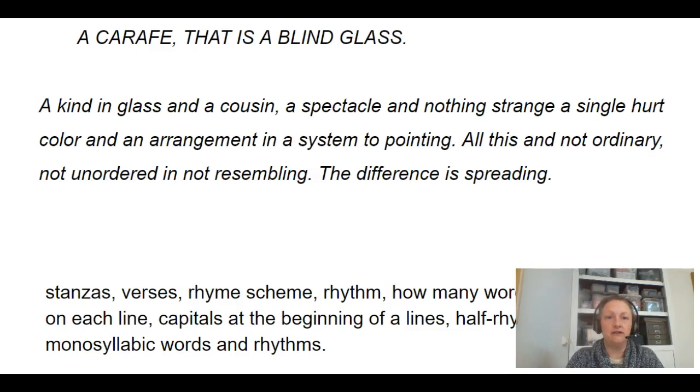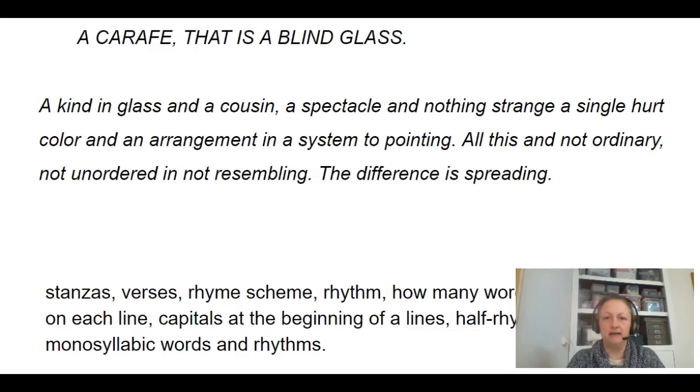And I'm pretty sure if I gave this to some Year 7s, they would say, no, this isn't a poem. It's not in stanzas. There's nothing about that that's in stanzas. Rhyme scheme? No. Rhythm? Well, there's something that got a little bit easier to read with the "not unordinary, not unordered, not resembling." So we've got some interesting things there in rhythm. We don't have lines, so we can't say how many words or syllables are on each line.